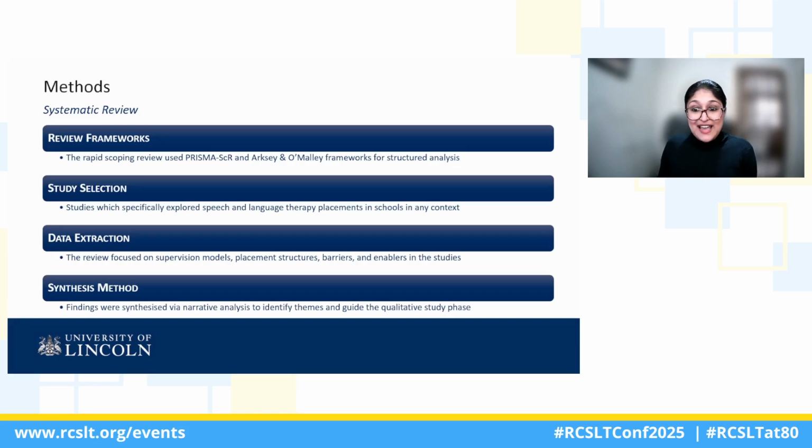Right, okay, so we began with the scoping review to understand the existing evidence. The review adhered to the PRISMA scoping review guidelines and the Arksey and O'Malley framework. The review protocol was registered with the Open Science Framework. We included studies which specifically explored speech and language therapy placements in school contexts. That could be any context, so it could be community-based, independent practitioner-led models, anything really. We extracted data relating to supervision models, placement structures, barriers, and enablers. A narrative synthesis of all studies was performed and structured around the review's objectives. And this gave us a strong foundation for the next phases of the study.